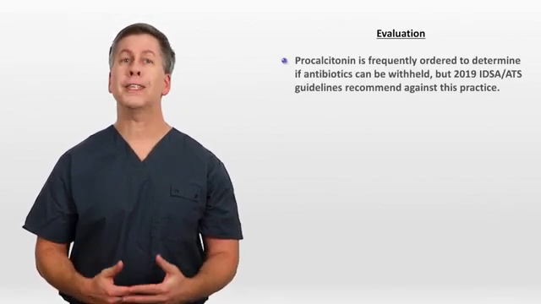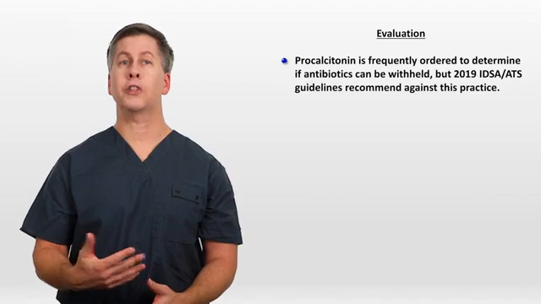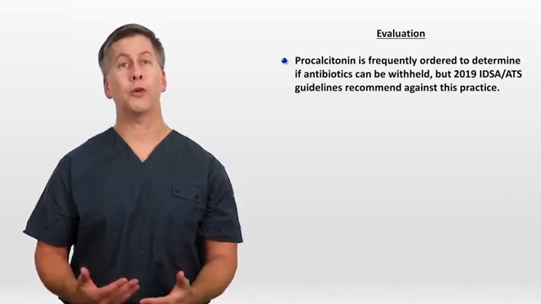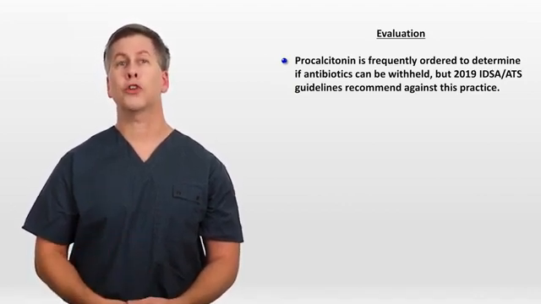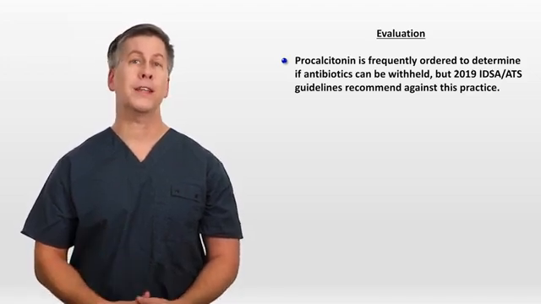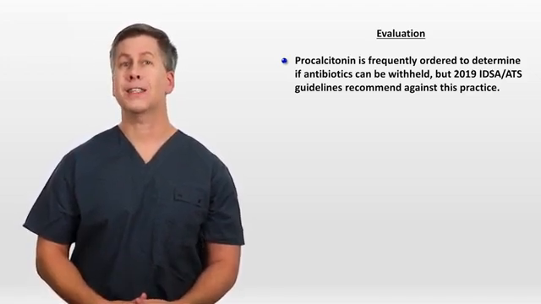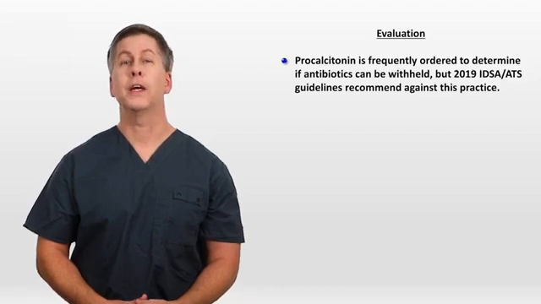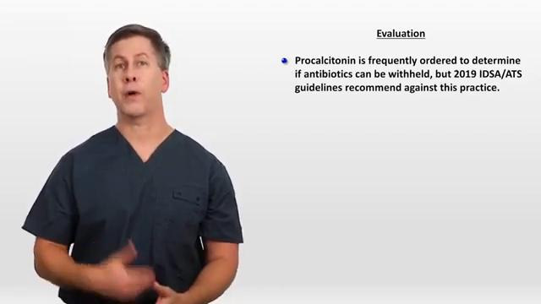Now for some tests that are sometimes appropriate, but generally over-ordered. First, procalcitonin. Because it is believed to increase in response to bacterial infections and not viral ones, it's frequently ordered to determine if antibiotics can be safely withheld. However, the 2019 joint IDSA-ATS guidelines on community-acquired pneumonia specifically recommend against this practice.